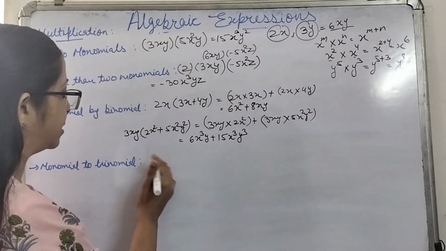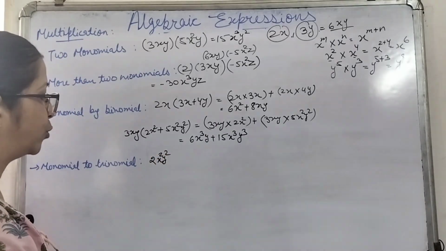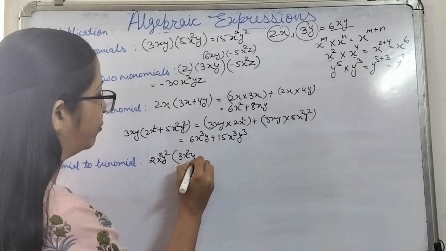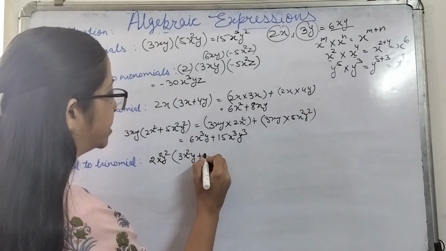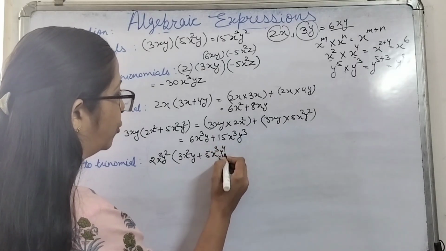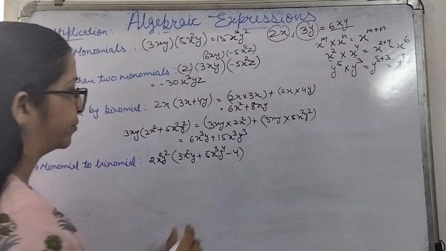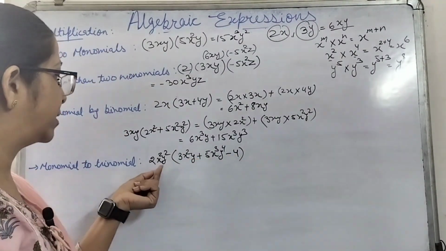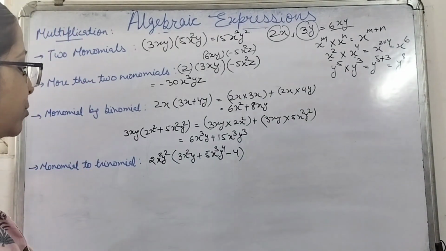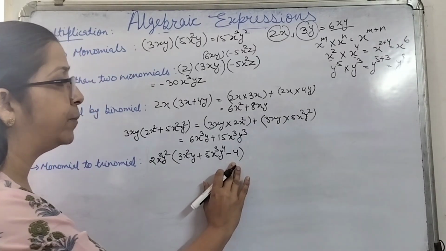Suppose your monomial is 2x square y square. We have to multiply this by 3x square y plus, say, 5x cube y 4 minus, say, 4. This is a trinomial, having three terms, and this is a monomial. If we have to multiply, again we will apply the distribution law. So we will multiply this monomial by all three terms of the trinomial.